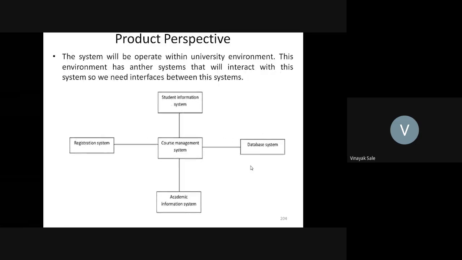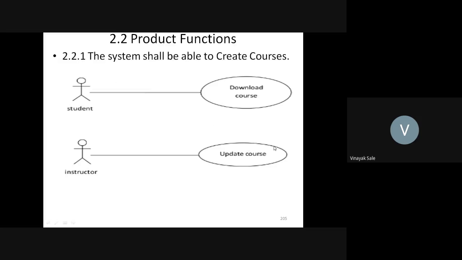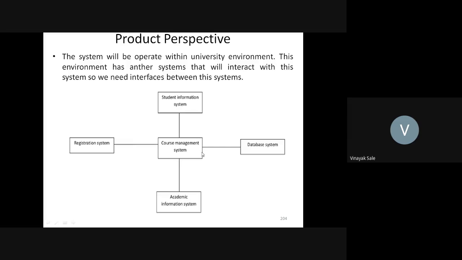So this is the product perspective. The system will operate within the university environment. This environment has other systems that will interact with this system, and we need interfaces between the systems. So this course management system has a database, student information system, registration system, academic information.